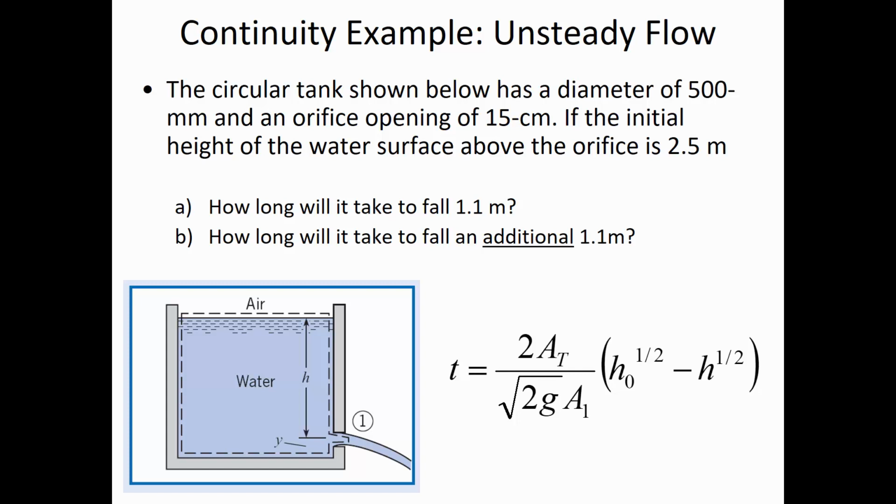All right, so I'm going to pause this for a moment so you can calculate the tank area, calculate the orifice area, and then in part A, how long for it to fall the first 1.1 meter, and then, just for kicks, let's in part B see how much does it take to fall another 1.1 meter. So you're going to have a different H naught and H than you had for the first question.